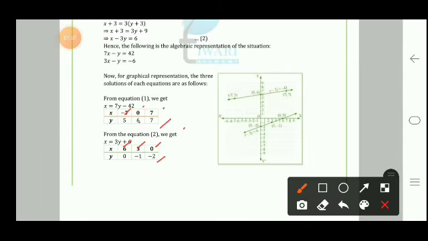Now representing both these tables on a graph, they will form lines. As we can see here, this is the first and the second line. This way we represent this linear pair of equations, or pair of linear equations in two variables, as two lines.